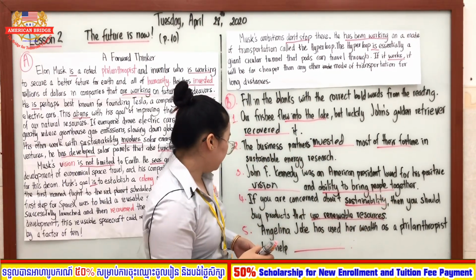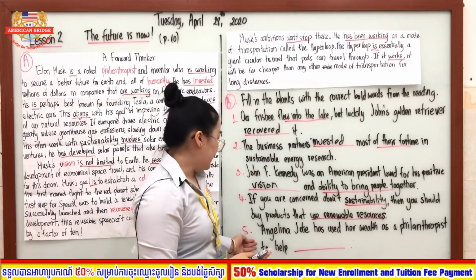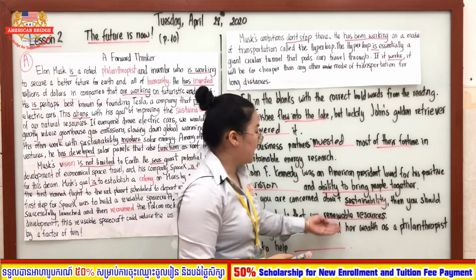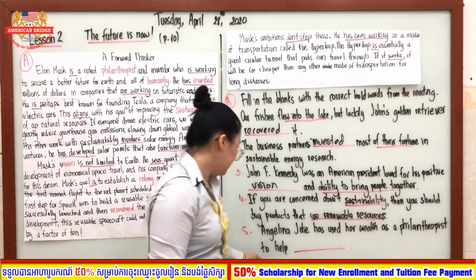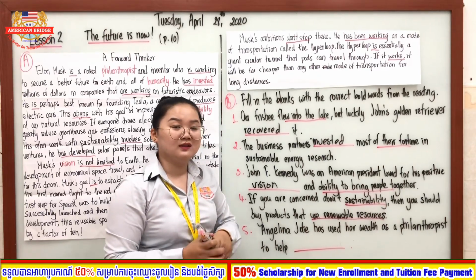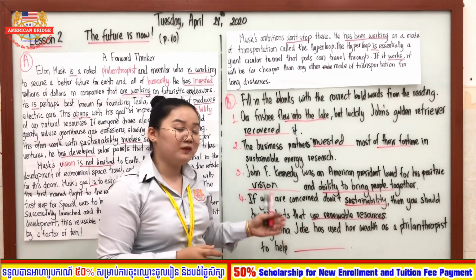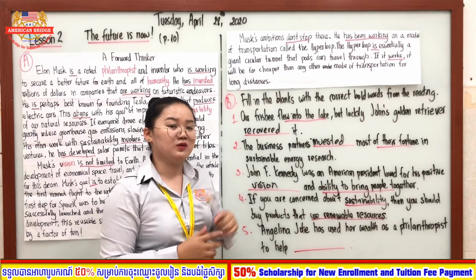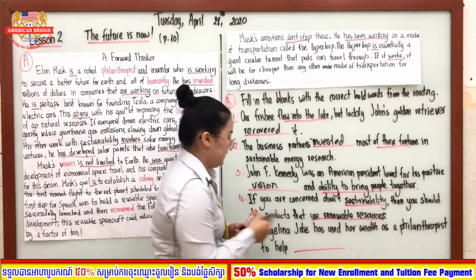Okay, move to the last one, number 5. Angelina Jolie has used her wealth as a philanthropist to help what? Do you think what word is it? The word is similar to the word people, it is humanity.